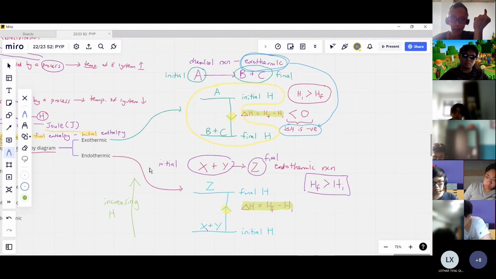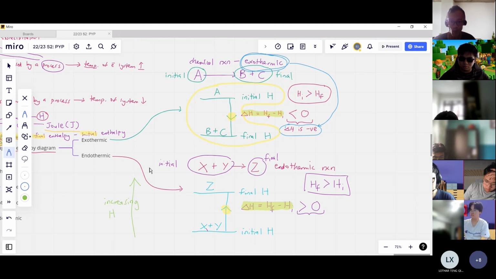And therefore, I can safely say that delta H, because the final value is greater than the initial value, is going to be greater than 0, which also means, oh guys, this is important. In case you miss out everything earlier on, at least note this down. Delta H is positive. Let me use the words.